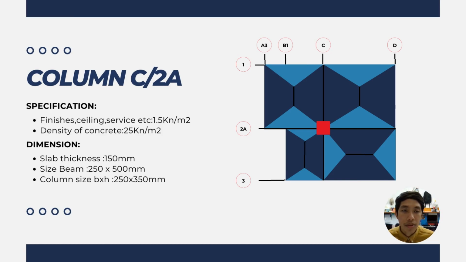Calculation for column. First, we need to calculate the load from slab to beam, and the beam will transfer to the column. We choose column C to A. The specification is finishes 1.5 kN/m², density of concrete 25 kN/m³, slab thickness 150 mm, beam size 250 times 500 mm, column size 250 times 350 mm.